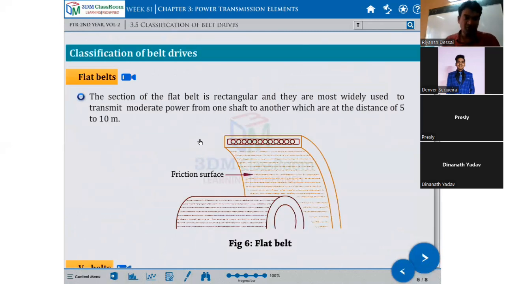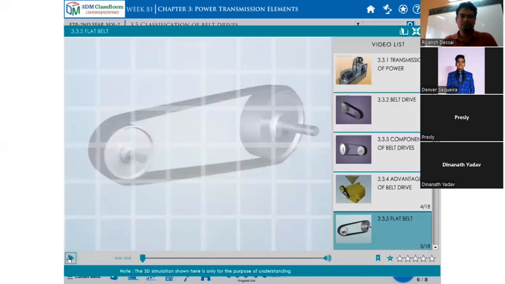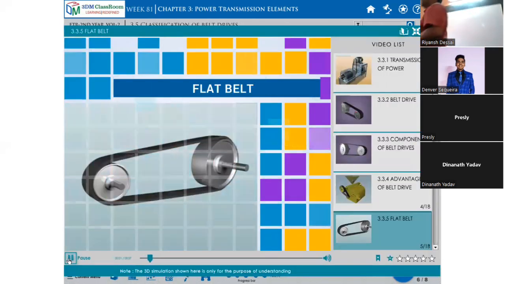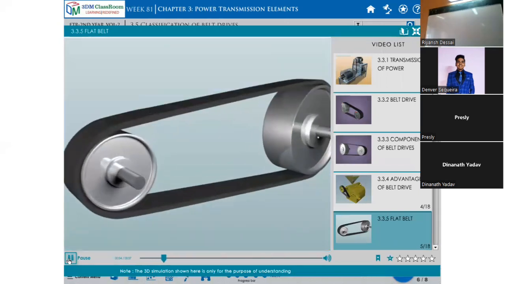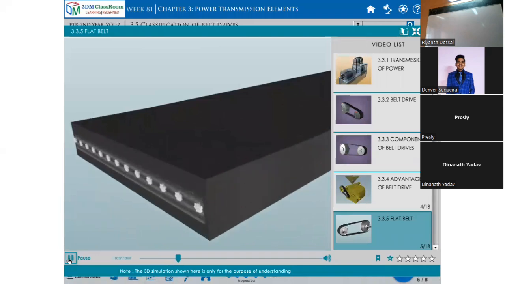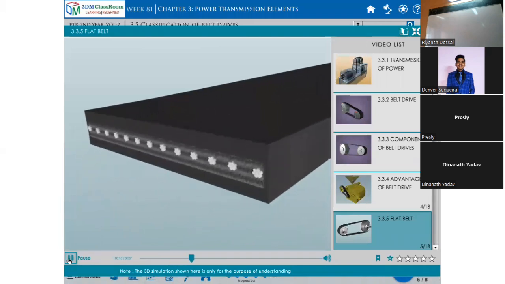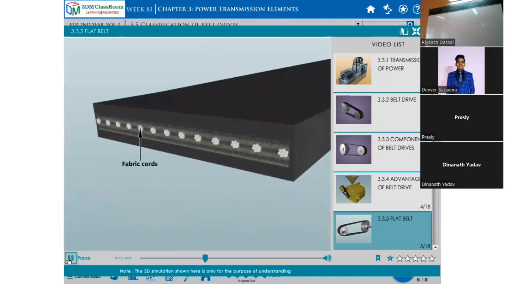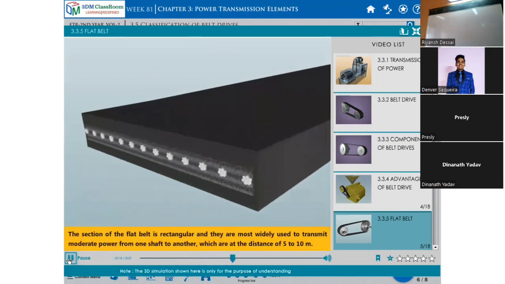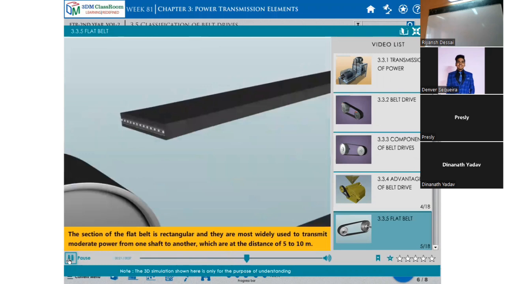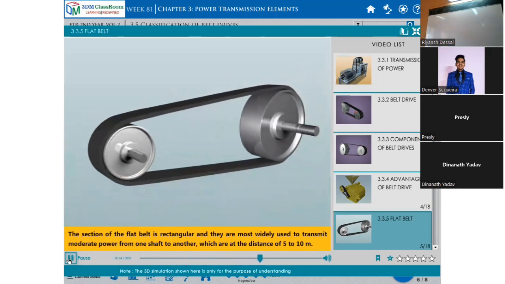Last is the flat belt. In this video, we will discuss the flat belt. A flat belt consists of fabric cord and rubber cover. The flat belt is rectangular, and they are most widely used to transmit moderate power from one shaft to another, which are at a distance of 5 to 10 meters.